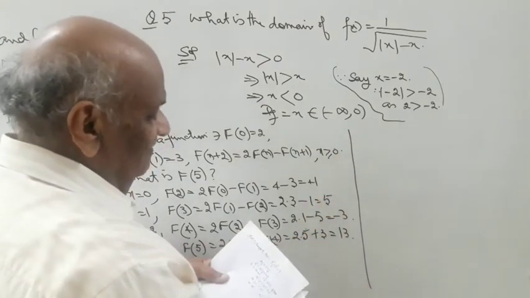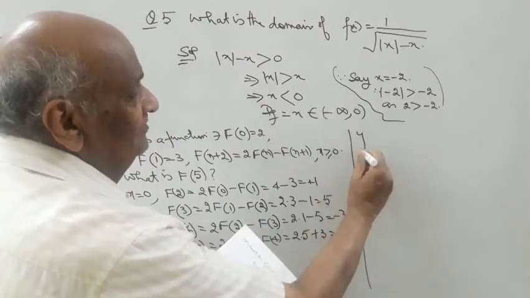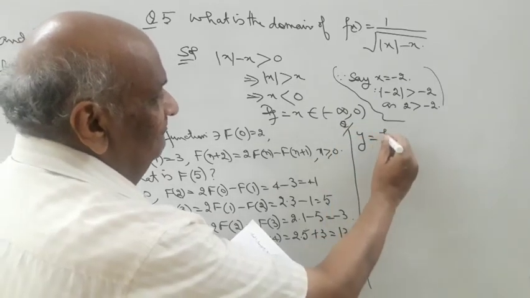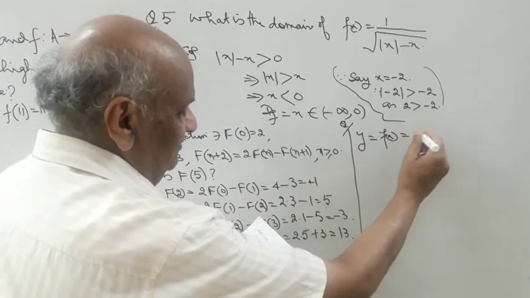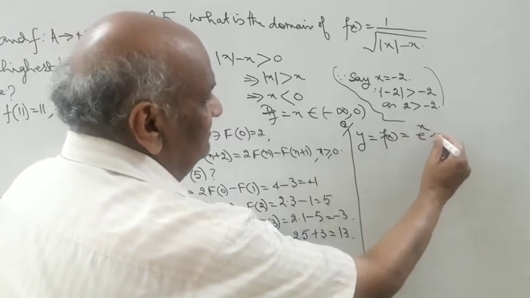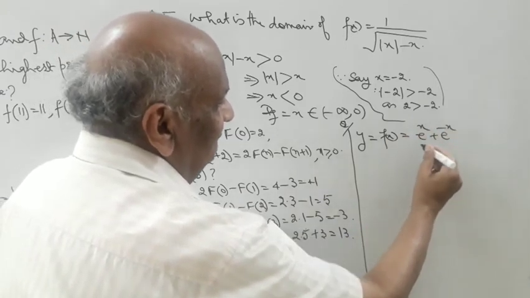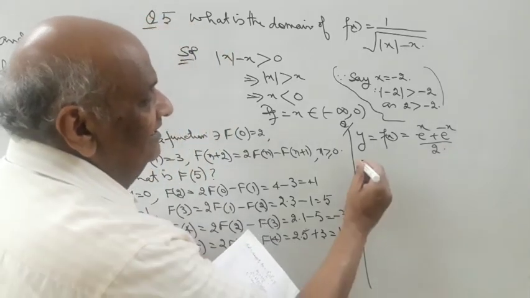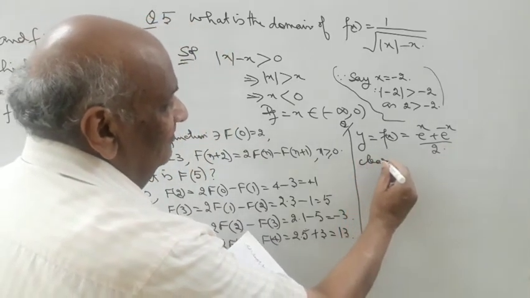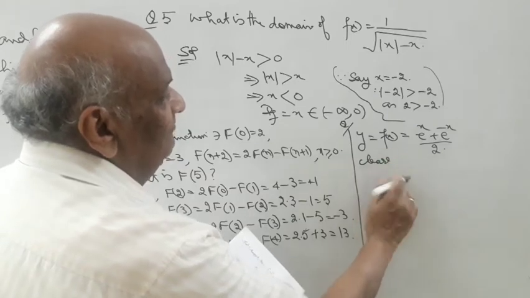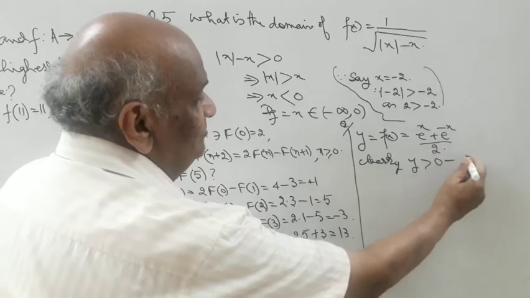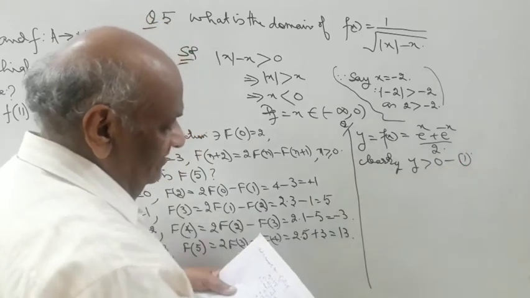He says, what is the range of the function? Is the question, what is the range of the function? y is equal to f(x) is equal to (e^x + e^(-x))/2. Check out. Clearly we have y greater than 0. First of all, you check that y is positive.